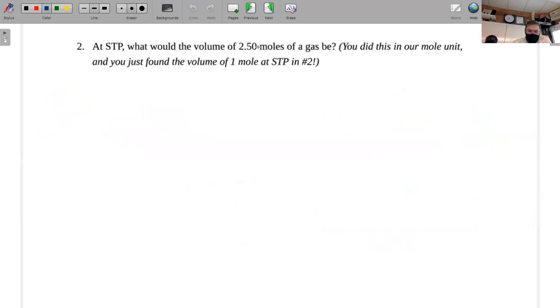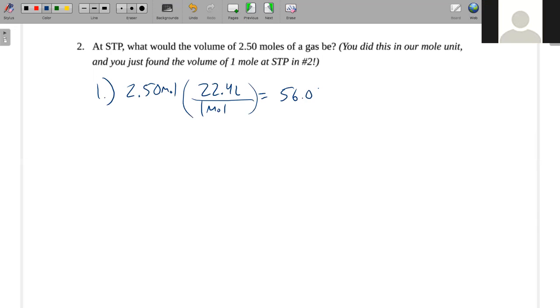All right, so at STP, what's the volume of 2.5 moles? There are 2 ways to do this problem now. One way is to just use the conversion factor that 1 mole of a gas has a volume of 22.4 liters. So 2.5 moles times 22.4 liters is 56 liters.